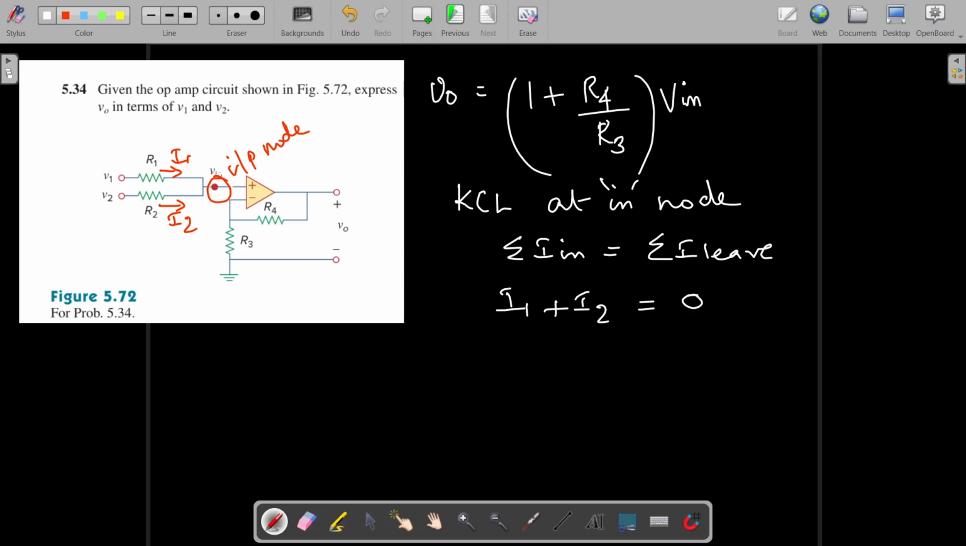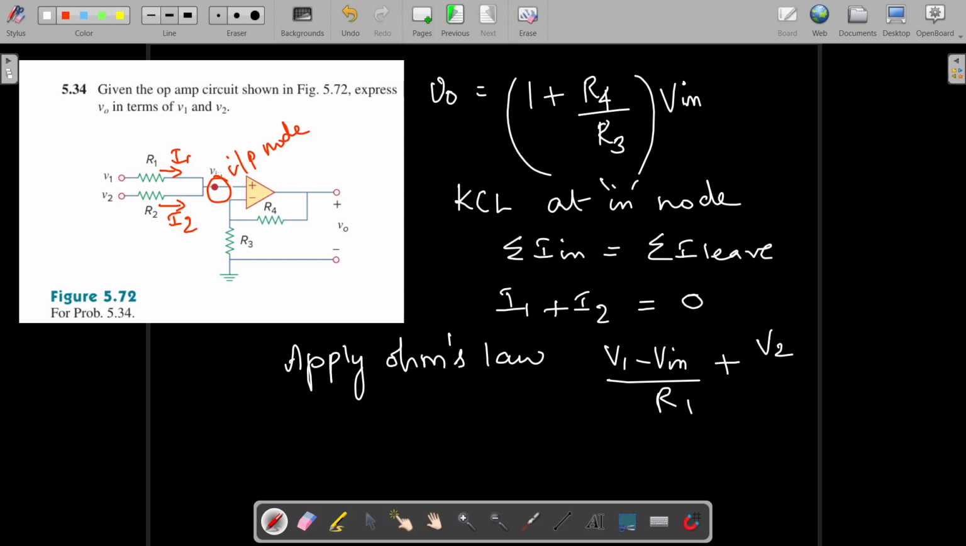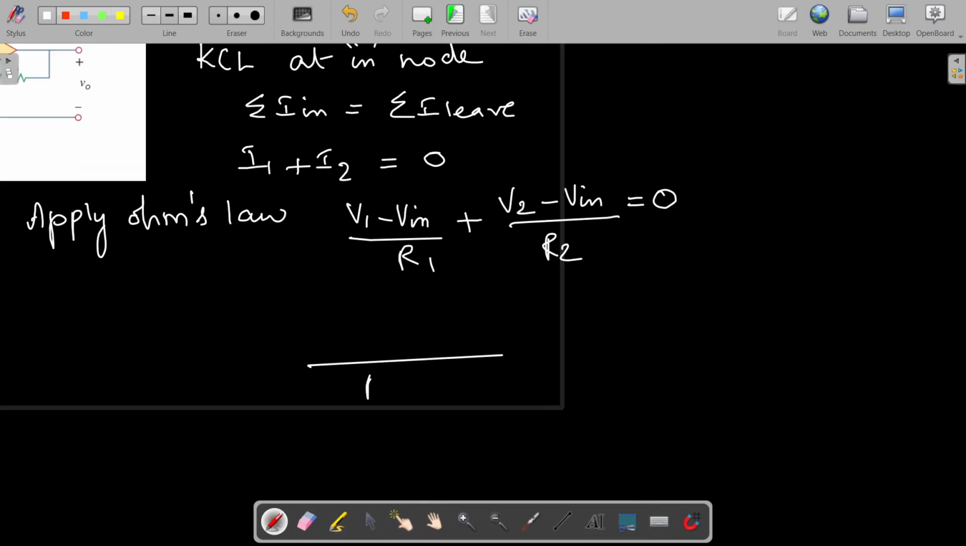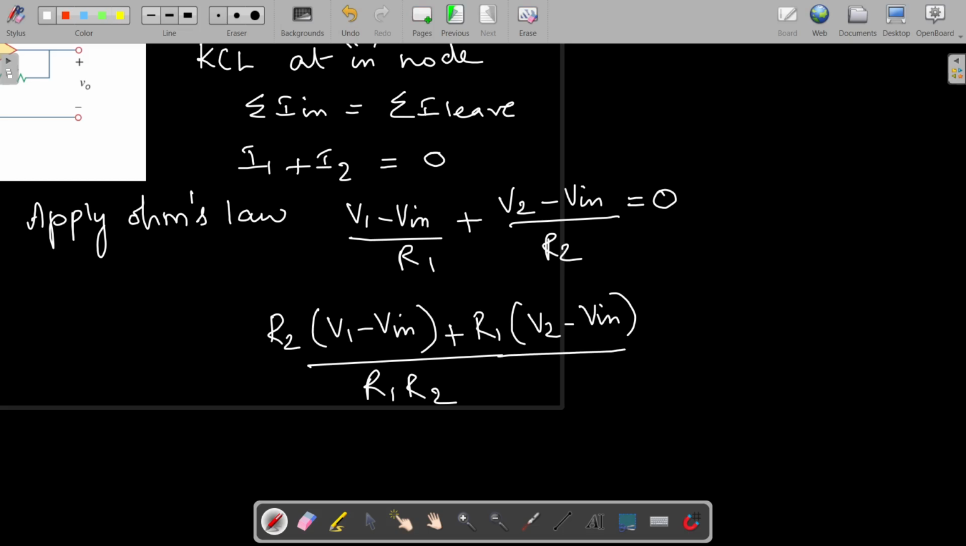So how do you write I1 in terms of V and R? By applying Ohm's law, I1 can be written as V1 minus Vin divided by R1, plus I2, which can be written as the potential difference V2 minus Vin divided by R2, that is equal to 0. We'll simplify this, and this can be taken as equation number 1. If you take the common denominator R1 R2, then it is R2 times (V1 minus Vn) plus R1 times (V2 minus Vn), that is equal to 0.